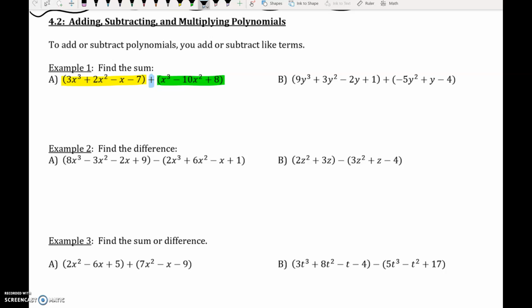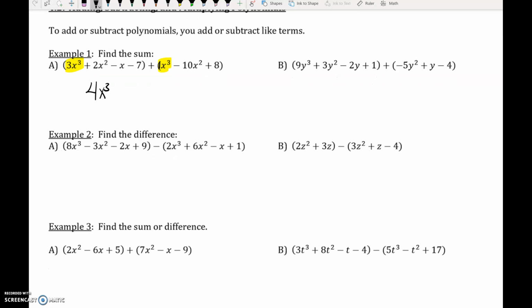Well, when you add them together, the parentheses really don't matter at all. You're just combining like terms. So the largest exponent, we should try to keep it in standard form whenever possible. The largest exponent is x to the third, so we'd add those together first. 3x to the third and another x to the third would be 4x to the third. When you're adding, you are just combining the coefficients. You're not changing the exponent.